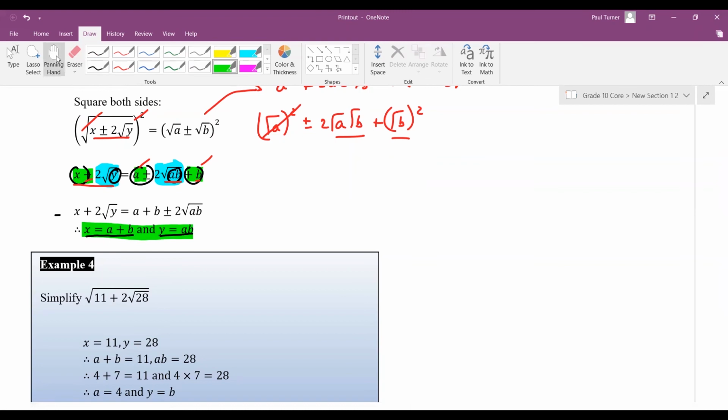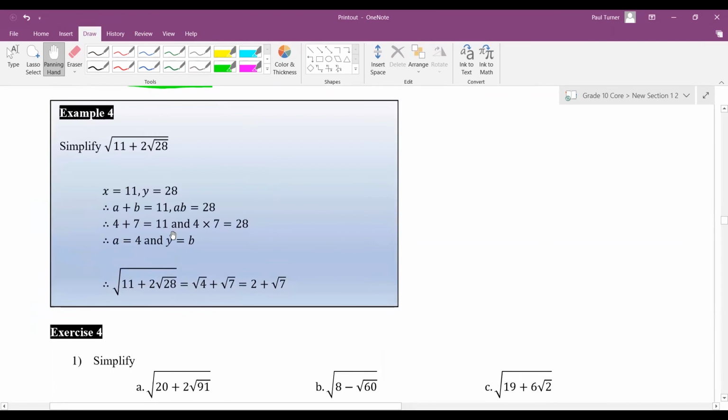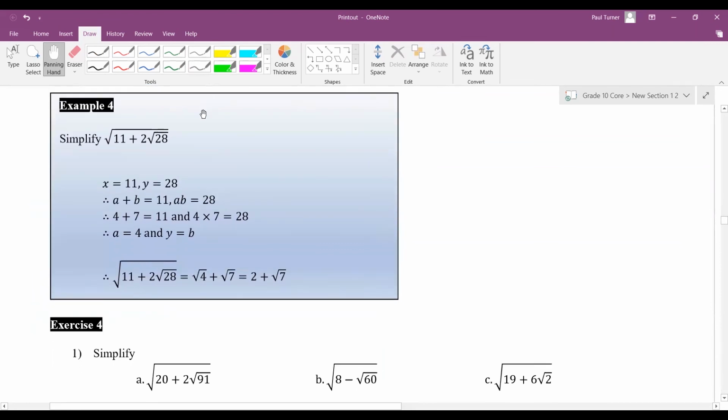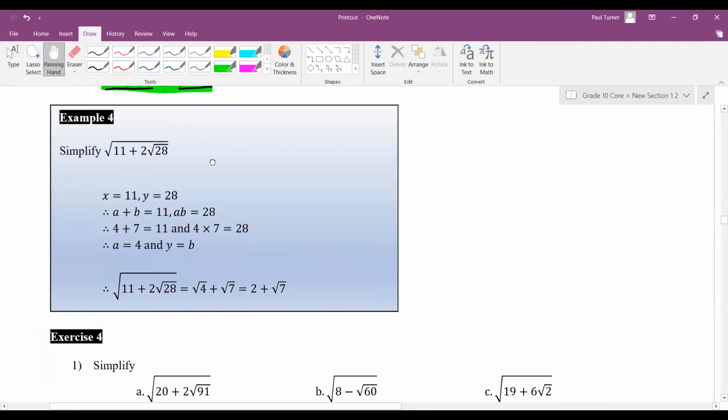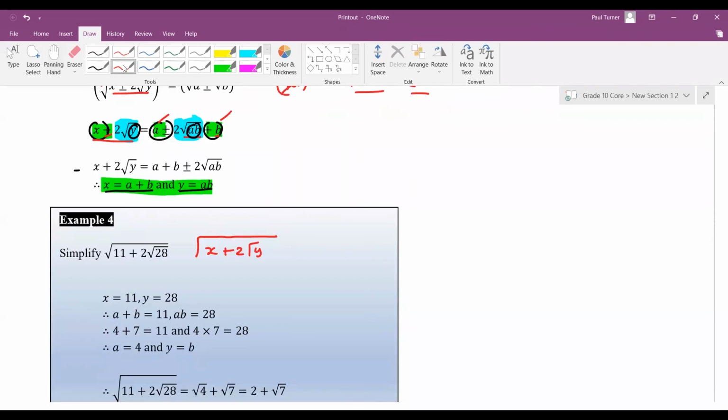So let's look at the example, and I'll probably finish this tomorrow. So let's just go through and see if you can follow. Okay, so look at your form. It's looking good because it's in the form root X plus 2 root Y. Write that as root A plus root B. We can use plus because we got plus here.